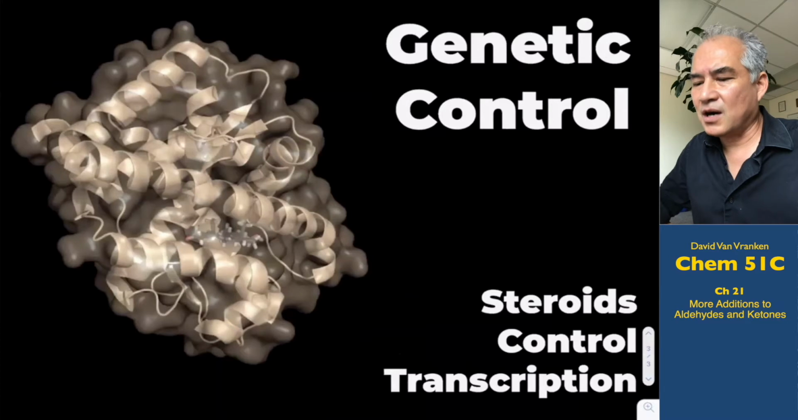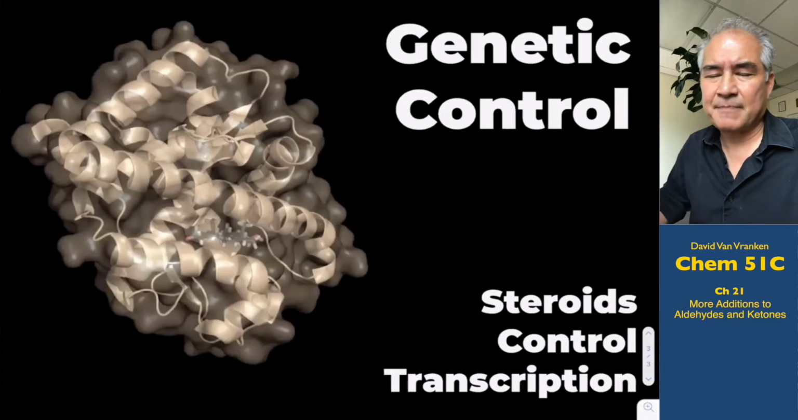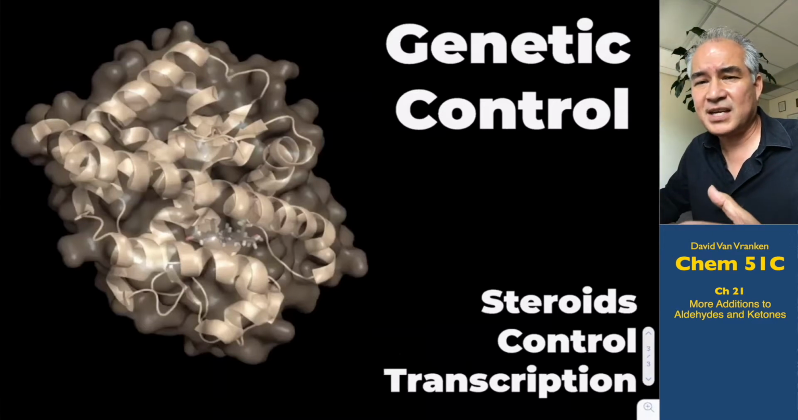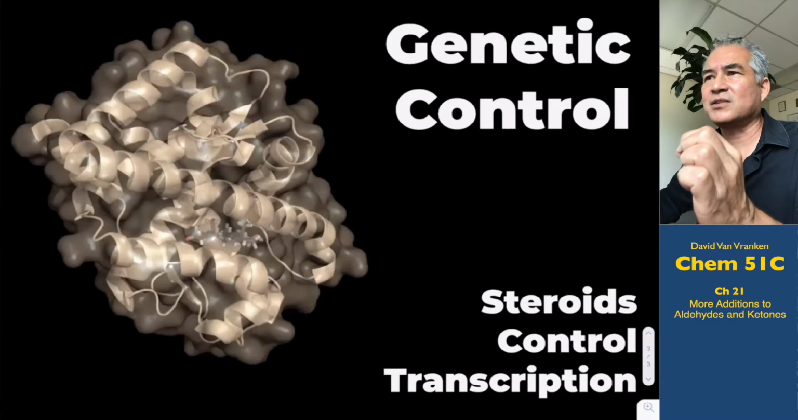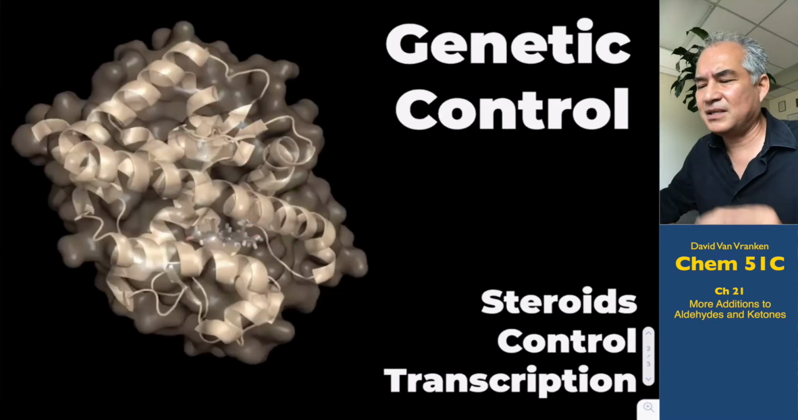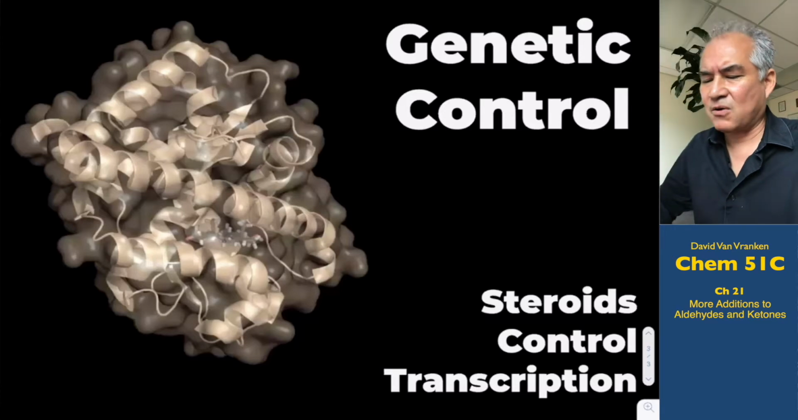Here's a picture of an androgen receptor. This is the ligand binding domain from the androgen receptor. This is a transcription factor. It controls the transcription of genes. That's why steroids are so important and so powerful and potent. You only need tiny, tiny amounts of these types of molecules, of steroids, androgens, testosterone, corticosteroids to exert biological functions.